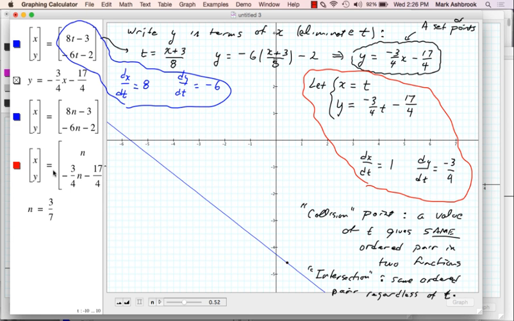What we're seeing here is that writing a function parametrically opens up a lot of new things to think about when it comes to graphs and derivatives. This is a new arena, so there are new things to investigate. Okay, let's look at this one.